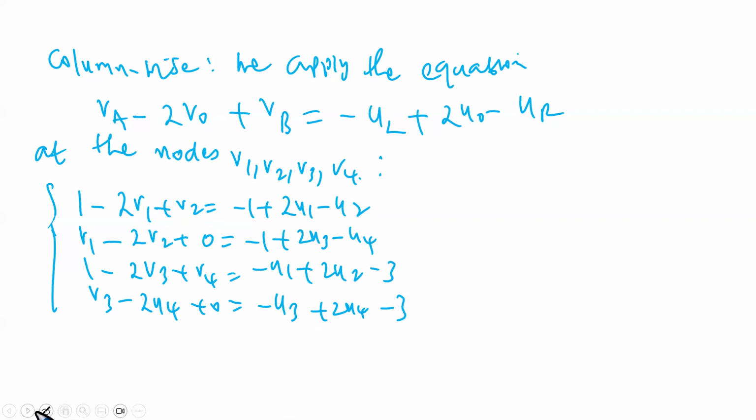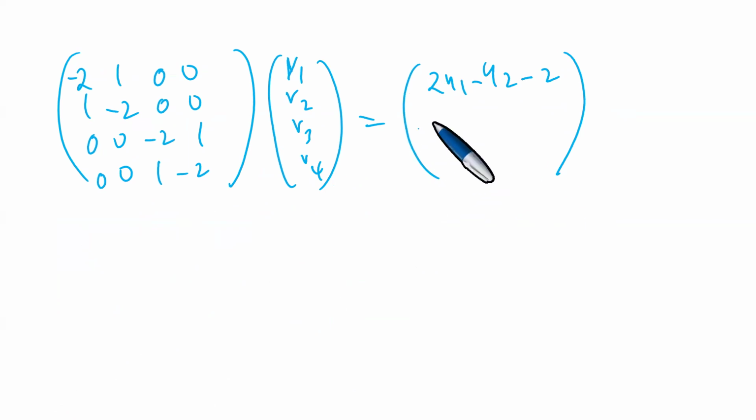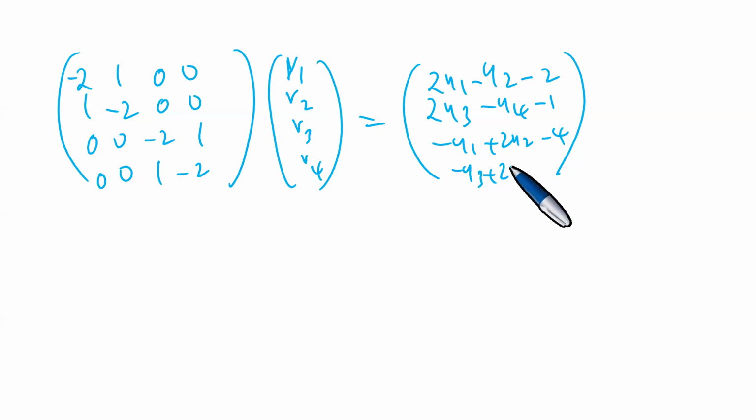The rest will be the same, right? We'll just write everything out. So we're going to write here, we said we're going to write 2u1 minus u2 minus 2, and then you have 2u3 minus u4 minus 1. You have minus u1 plus 2u2 minus 4. And then we have minus u3 plus 2u4 minus 3. Okay, that is what we have got.